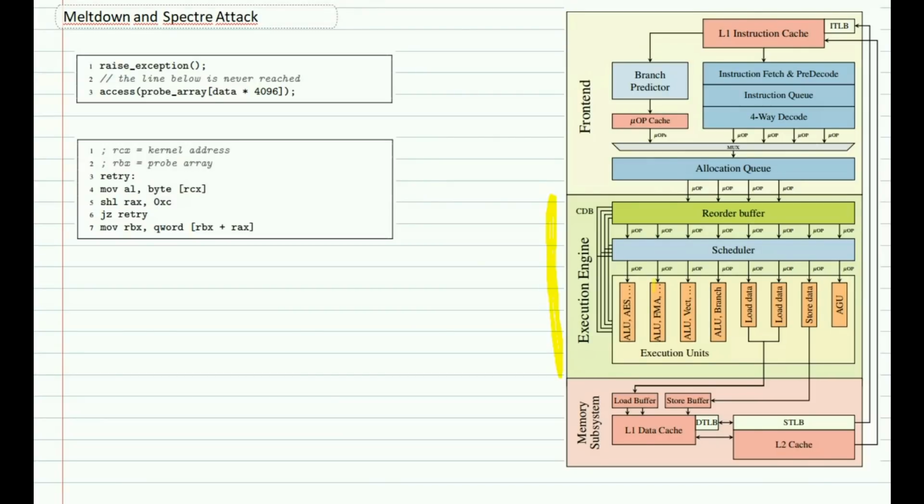Meltdown and Spectre are hardware attacks of modern CPUs. I will first explain how Meltdown is working and then I will explain how Spectre is working.